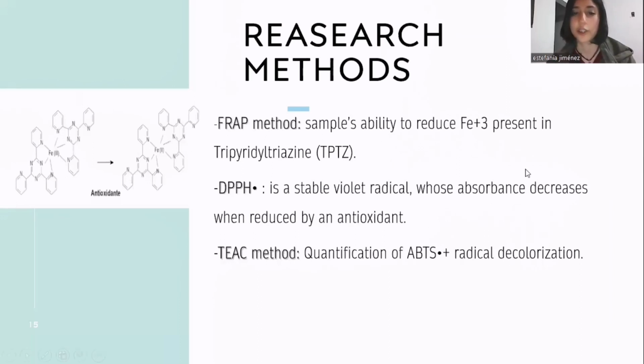Now, there are 3 research methods that can measure the antioxidant capacity of some substances. One of them is the FRAP method. This measures the ability of the sample to reduce iron 3+ present in tripyridyltriazine, an organic compound. Then DPPH, a stable violet radical whose absorbance decreases when reduced by an antioxidant. And the last one is the TEAC method, the quantification of ABTS radical decolorization.